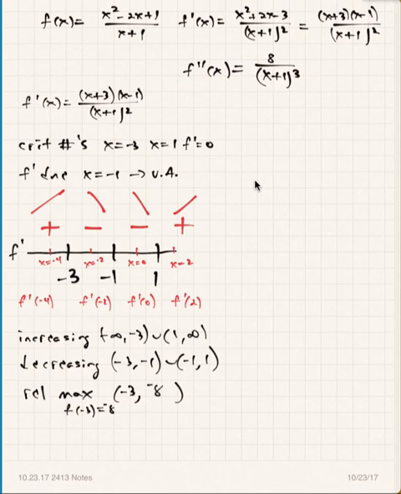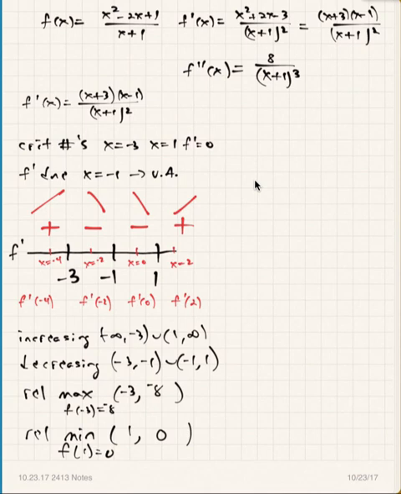And then the relative minimum does occur. There is one at 1. The function's defined there, but the derivative has a sign change at 1. And f of 1 is 0. And so you have a relative minimum at 1, 0.